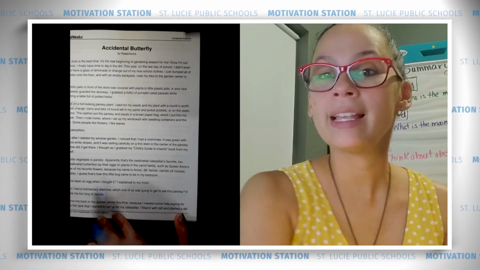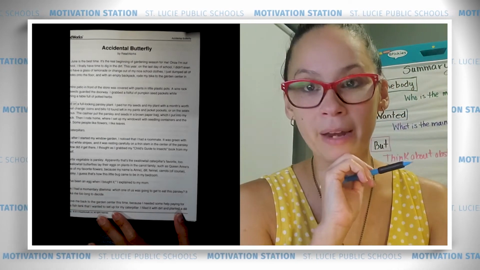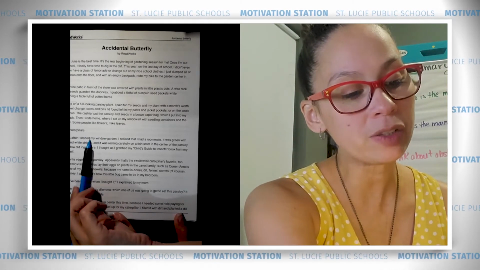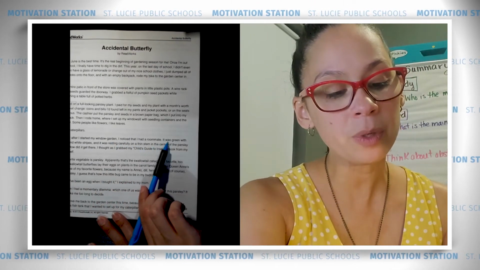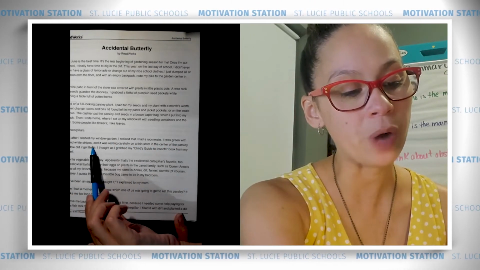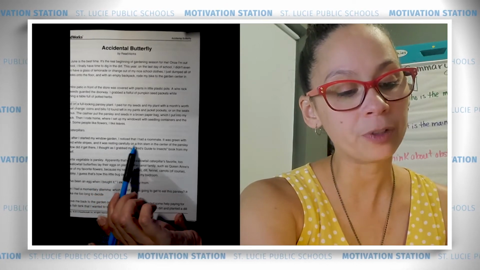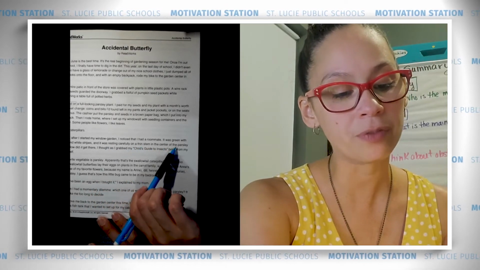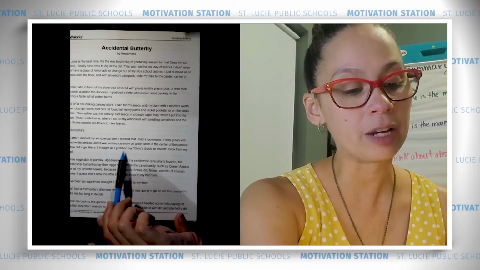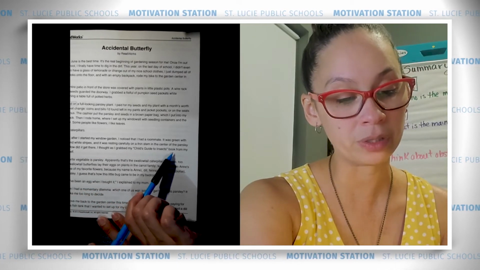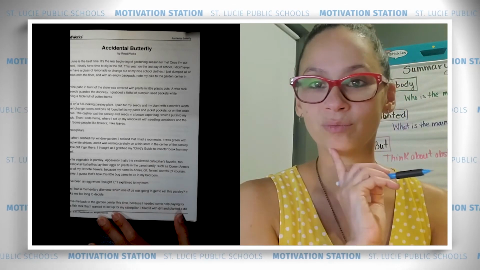Sorry. Let's go back and reread that paragraph. A week after I started my window garden, I noticed that I had a roommate. It was green with black and white stripes, and it was resting carefully on a thin stem in the center of the parsley plant. How did it get there? I thought as I grabbed my Child's Guide to Insect books from my bookshelf.